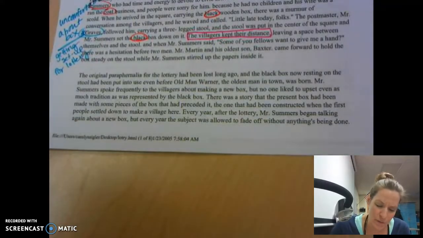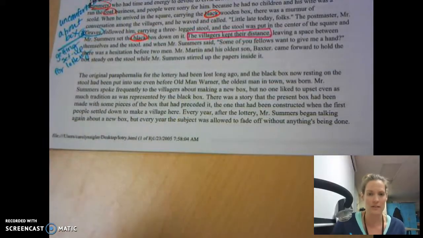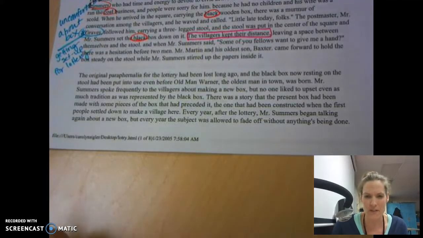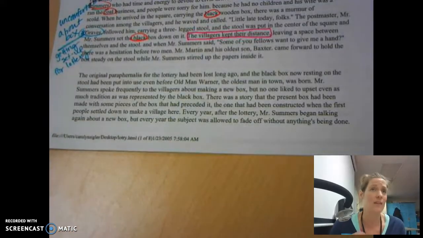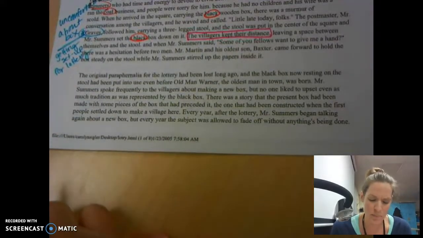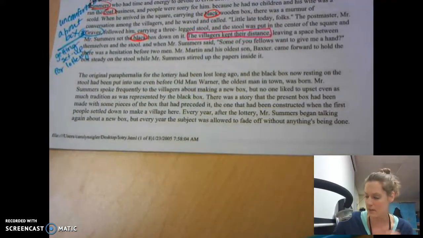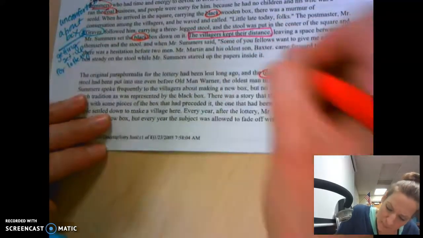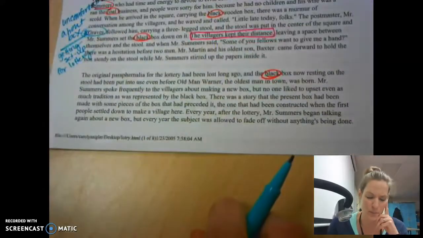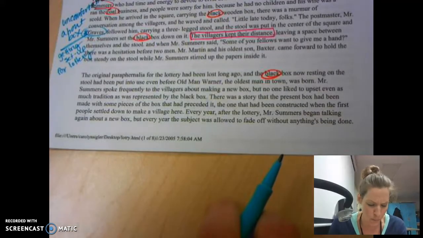The original paraphernalia is like the stuff, all of the things like robes or gavels and all that kind of stuff that's associated with doing something. Like for a birthday party, it might be the balloons and the cake and the presents and things like that. The original paraphernalia for the lottery had been lost long ago, and the black box, now resting on the stool, had been put into use even before Old Man Warner, the oldest man in town, was born.